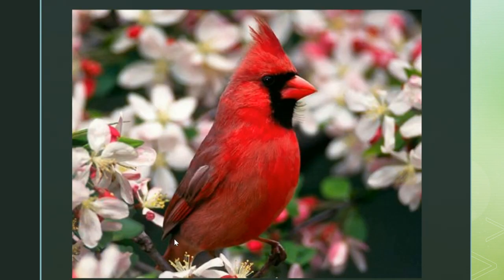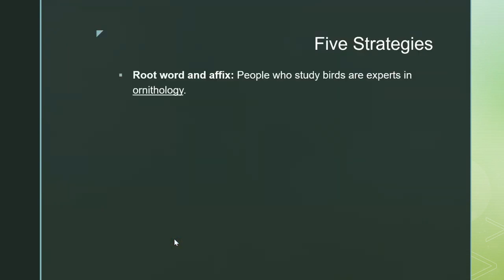So we've all been enjoying nature, seeing a lot of beautiful birds out there. So here are 5 strategies using the example of birds. Okay, first is to look at the root word and affix or the prefix or suffix of a word. In this sentence, people who study birds are experts in ornithology.